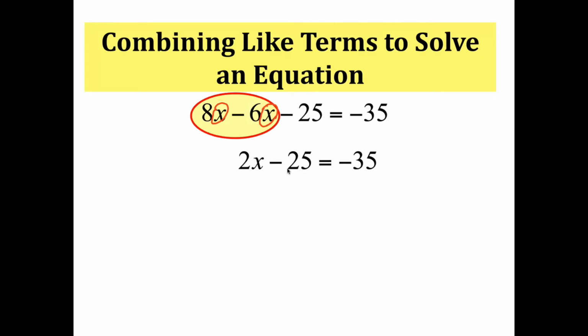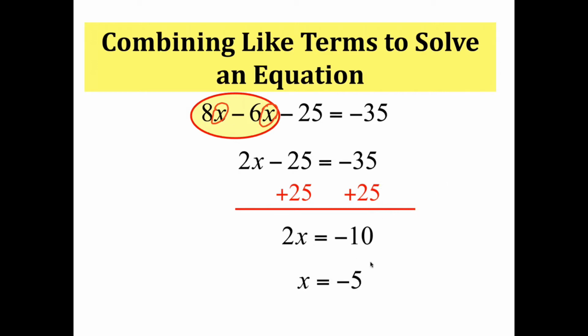You're just going to undo your subtraction by adding 25 to both sides. 25 cancels, and then negative 35 plus 25 equals negative 10. Bring down your 2x, and now you can divide both sides by 2. You get that your x value equals negative 5.